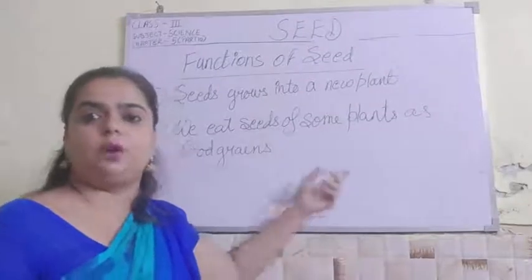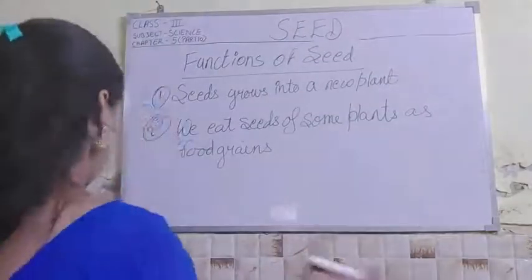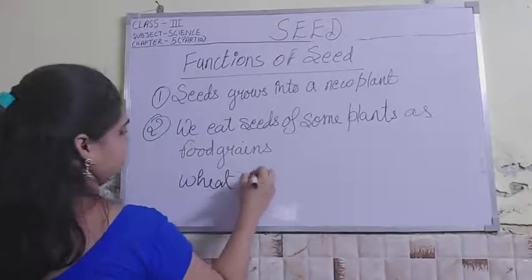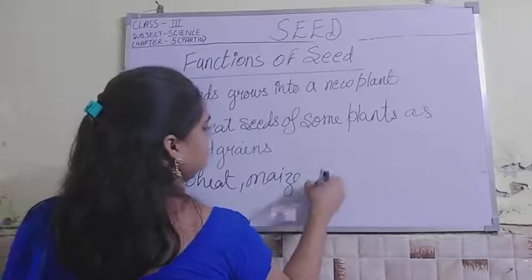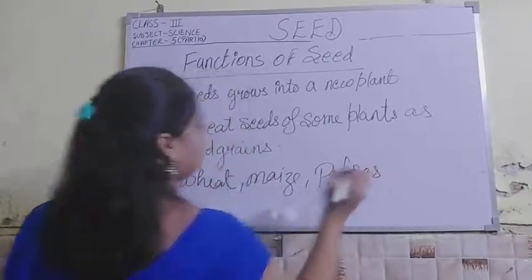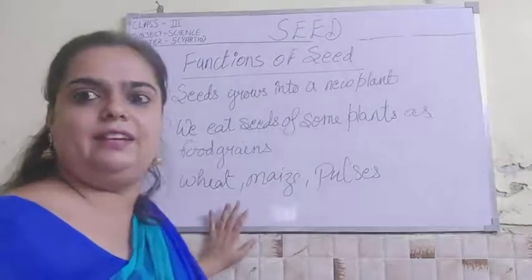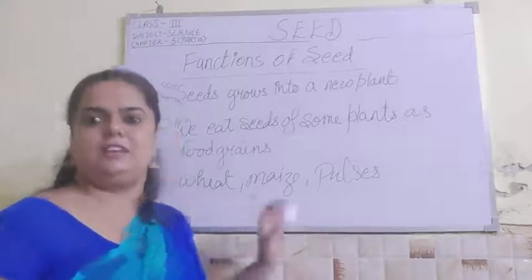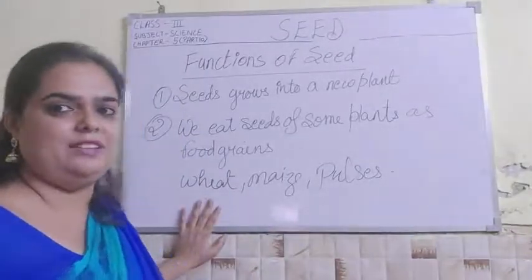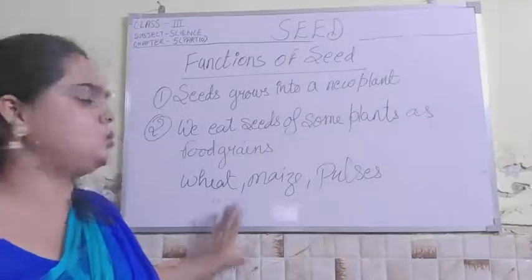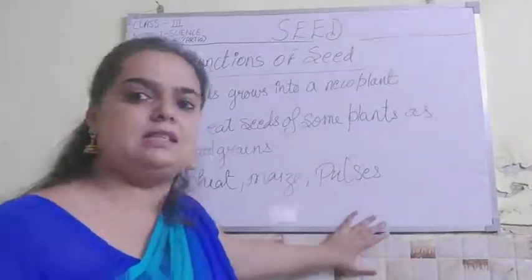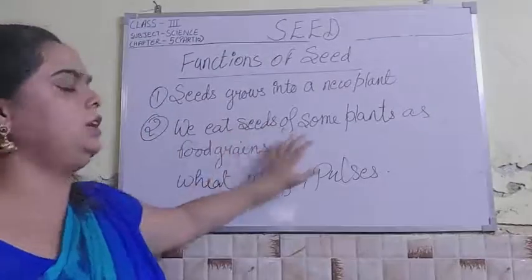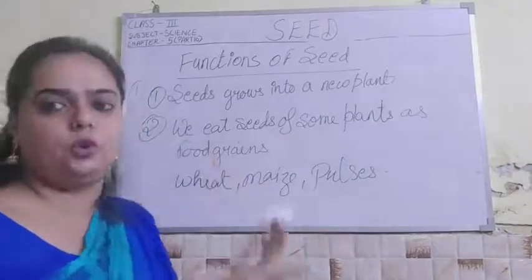And if we talk about these plants, what are the seeds that we eat? We eat wheat, we eat maize, we eat pulses. We Indians daily, at lunch time and dinner time, eat chapatis of wheat, right? We eat wheat, maize, and pulses. This is the second function of a seed, that we eat seeds of some plants as food grains.